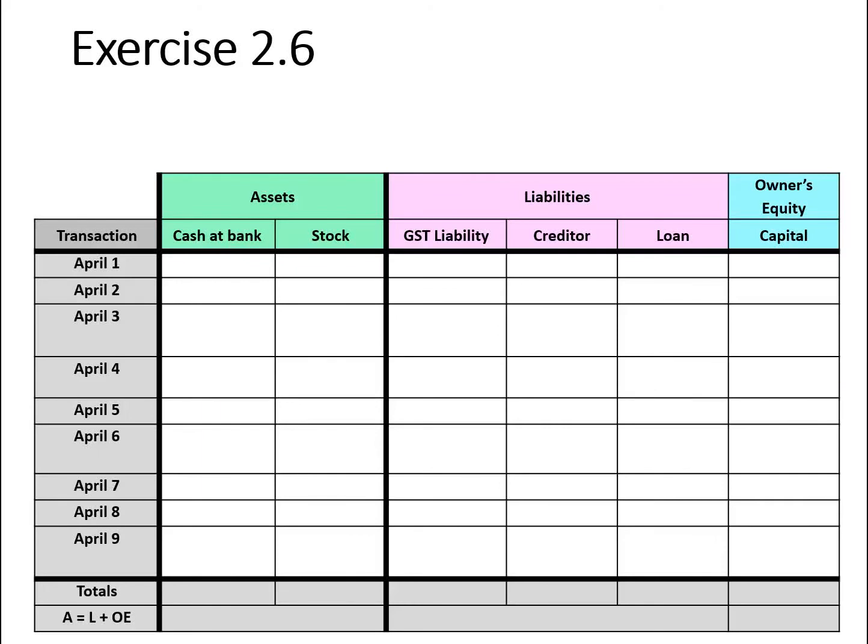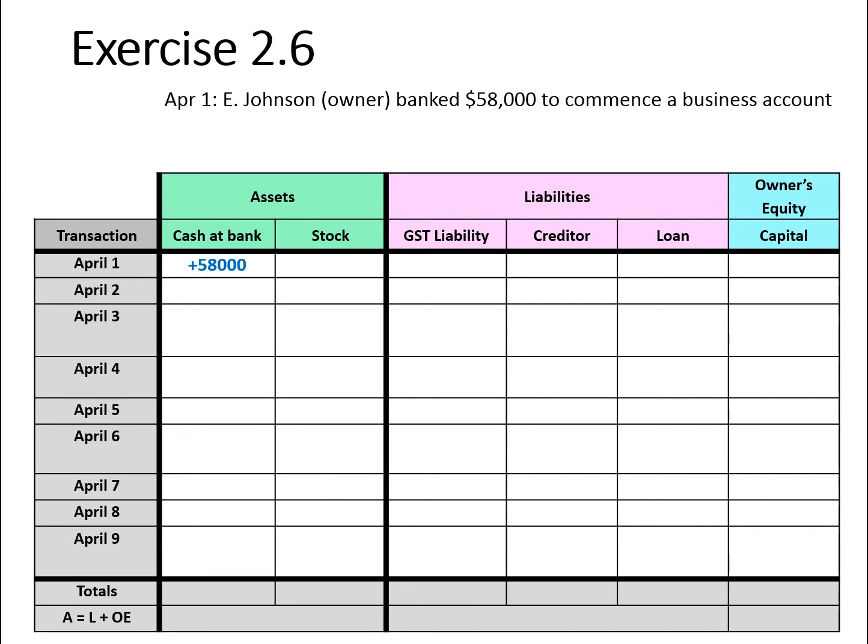For 2.6, we're going to record a worksheet like we did in the previous exercise. However, at the end, we're actually going to make a balance sheet from the information we produce. So first of all, the owner contributes $58,000 to commence the business. We know cash goes up, so does owner's equity.